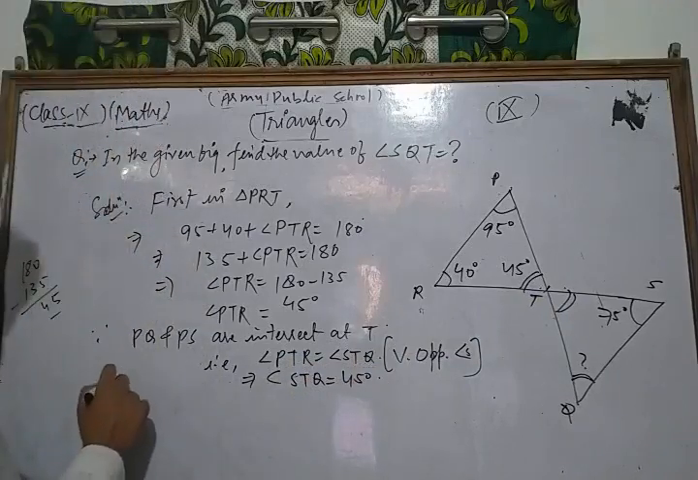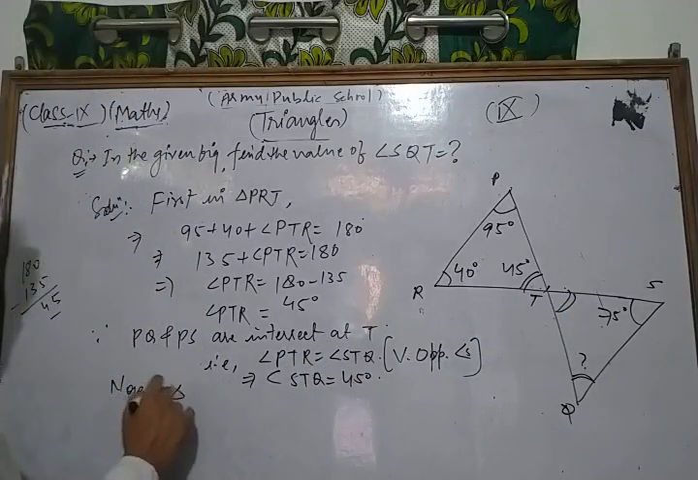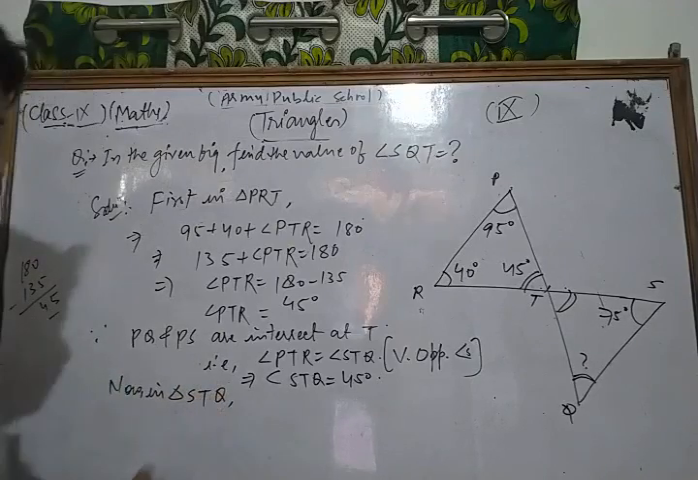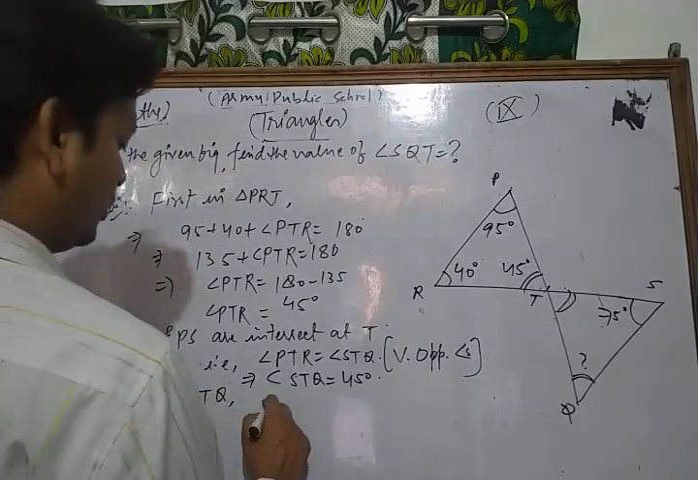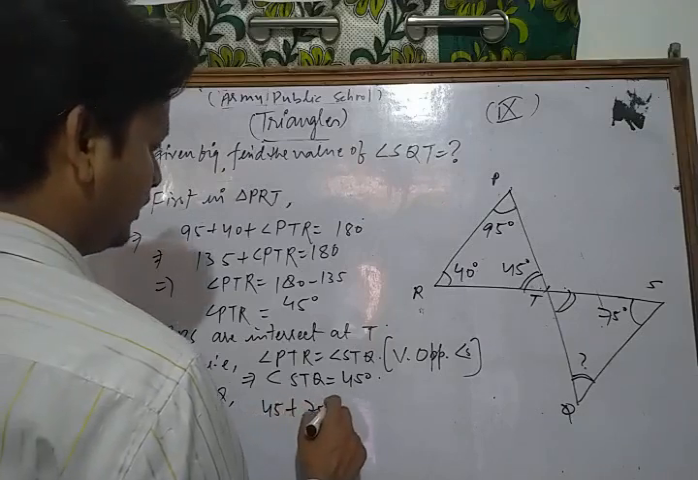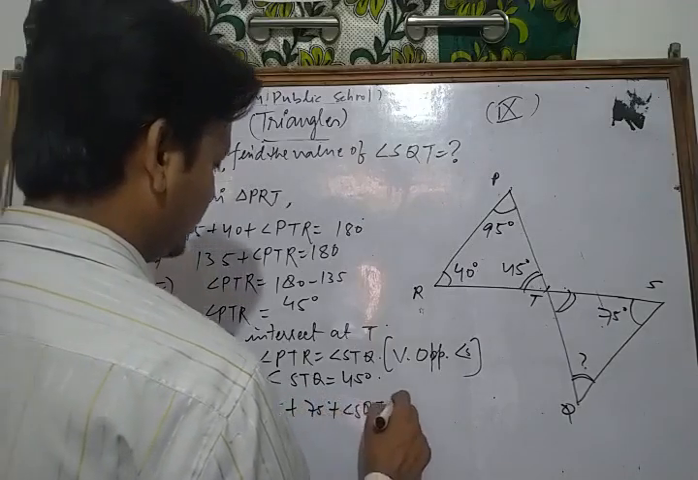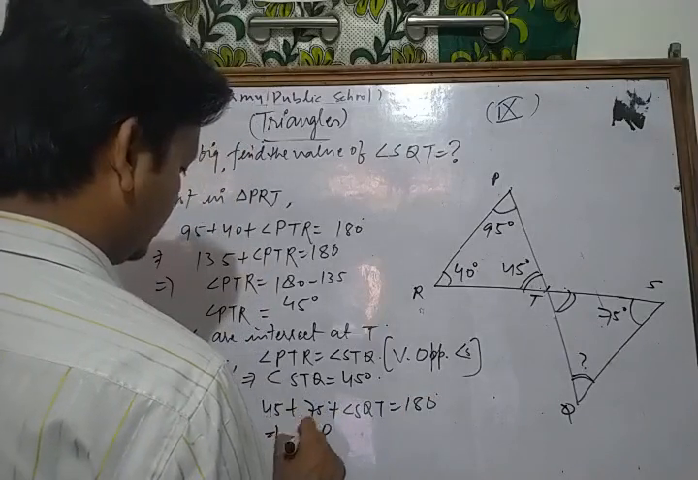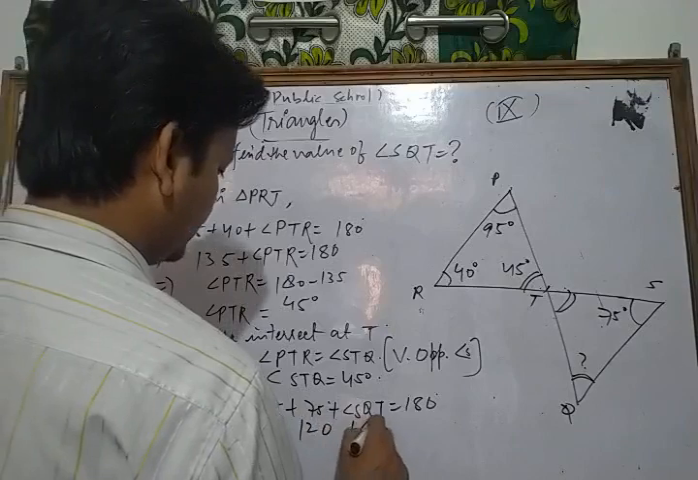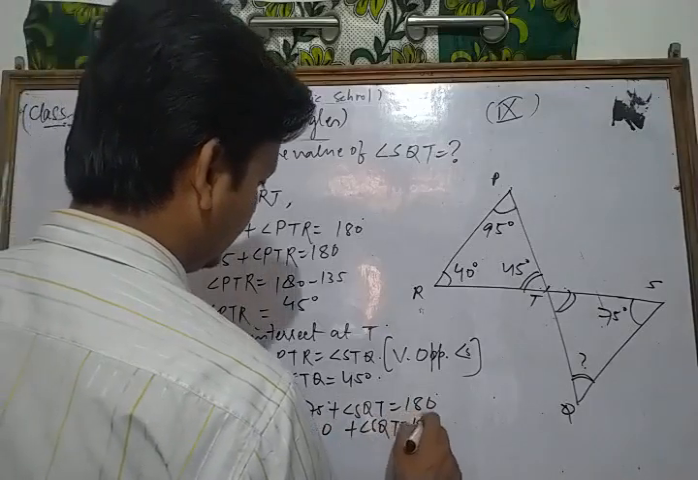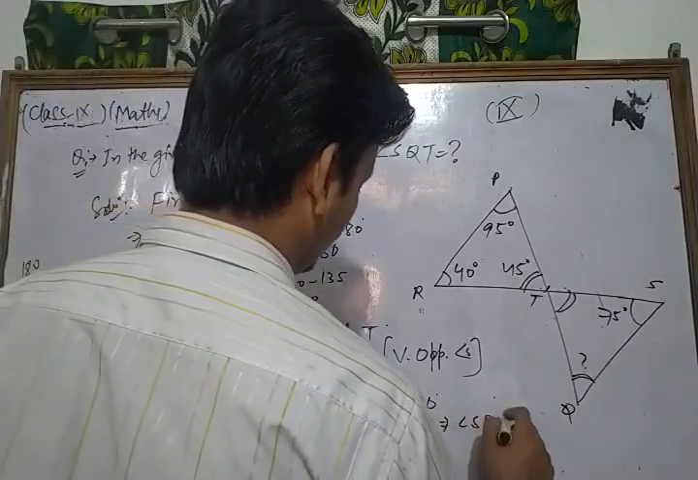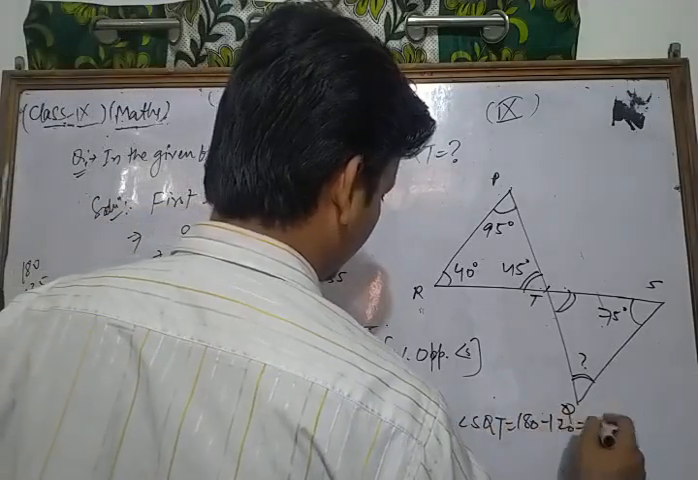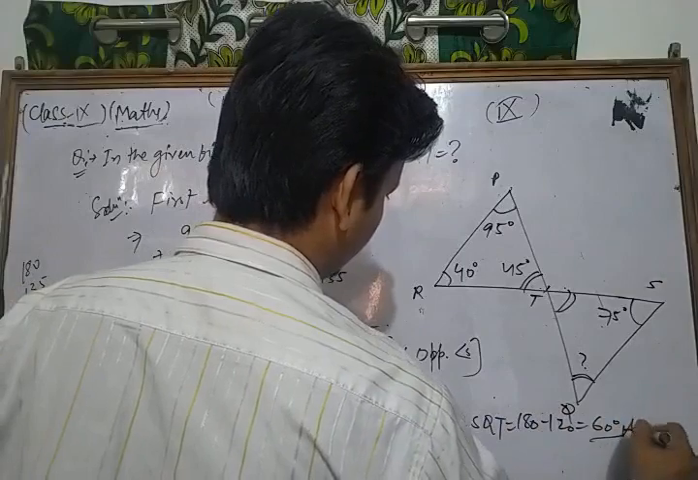Now in triangle STQ, we apply the angle sum property. This is 45 plus 75 plus angle SQT is equal to 180. So 120 plus angle SQT is equal to 180, so angle SQT is equal to 180 minus 120, which is 60 degrees. This is the required answer.